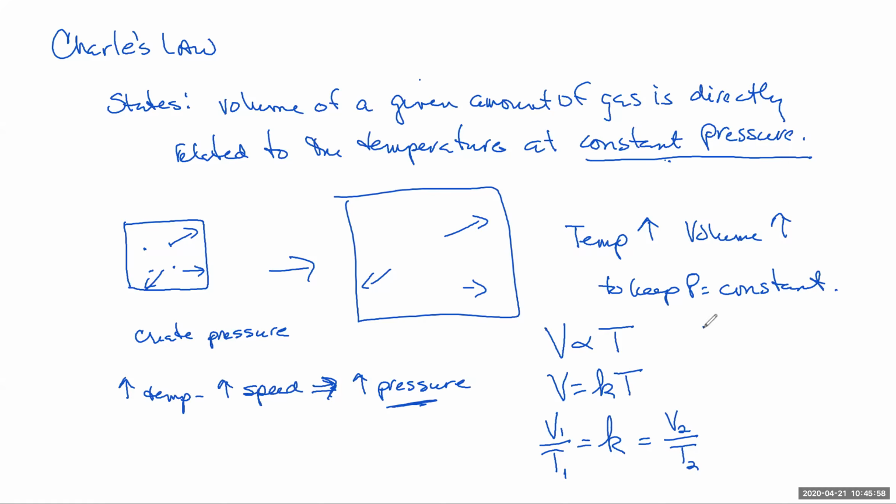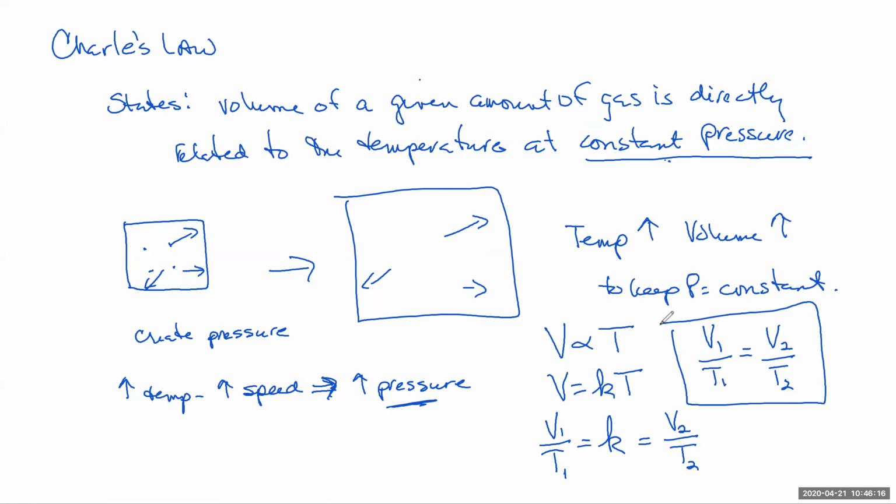Therefore, the mathematical formula that you're going to see for Charles' law typically looks like this. V1 over T1 is V2 over T2. Looks very much like Gay-Lussac's law. They're both direct relationships, so mathematically they're going to look similar.